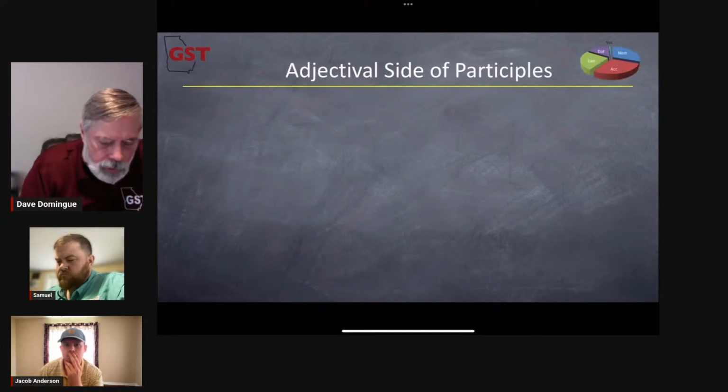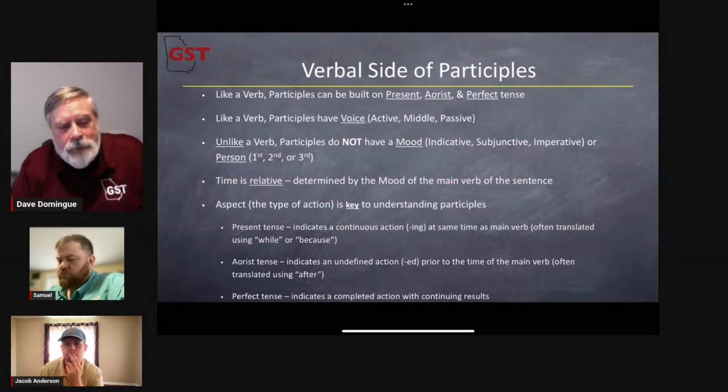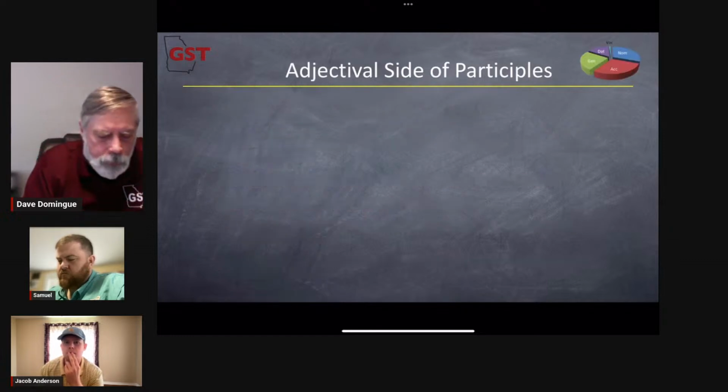I wanted to just highlight that, and of course, that's the adverbial side, the verbal side of participles, right? So if it's the verbal side, then we're emphasizing the adverbial function. We spent 2 weeks looking at adverbial participles. We're going to review those in a minute.